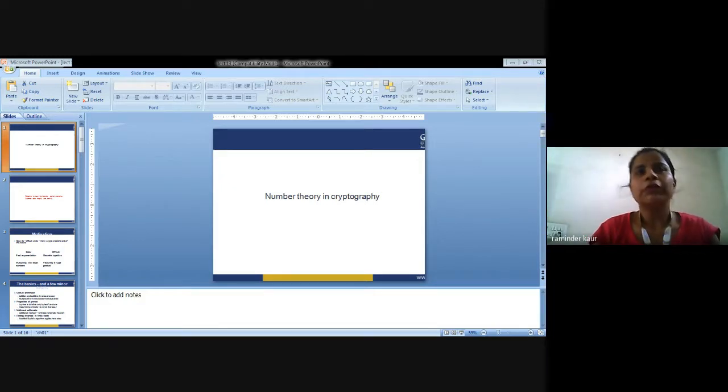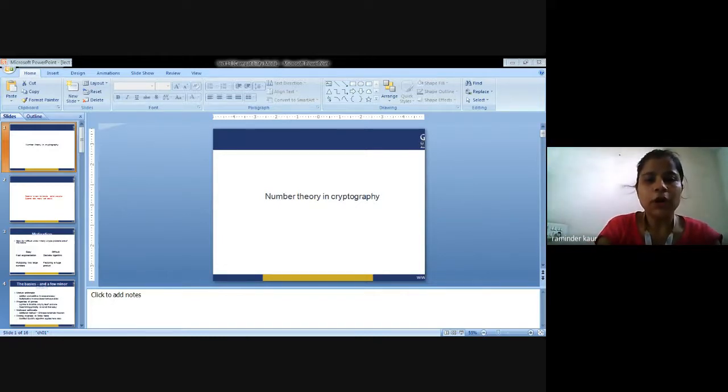Today I am going to discuss number theory in cryptography. So what is the theory of numbers? Why do we use mathematical formulas in cryptography? What is the requirement for the same? How do we compute complex calculations, and how is data security achieved with the help of number theory in cryptography? I'm going to discuss the same today with the help of number theory.